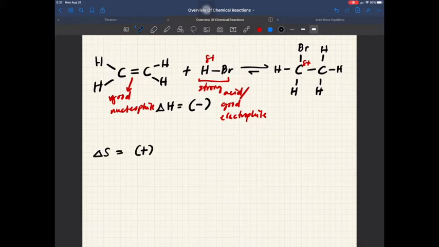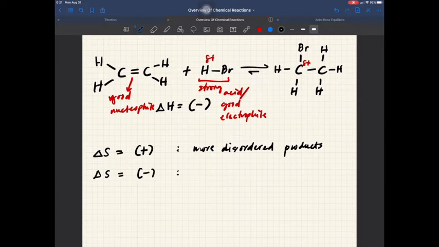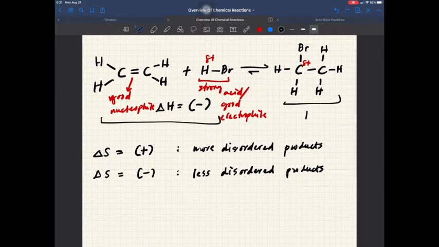A positive change in entropy means that your products have more disorder, and a negative change in entropy means that your products have less disorder. In the given reaction, we could see right away in the product side that we only have one molecule. And in the reactant side, we have two molecules. So in the given example, the change in entropy is positive because a two molecule system is more disordered than a one molecule system.